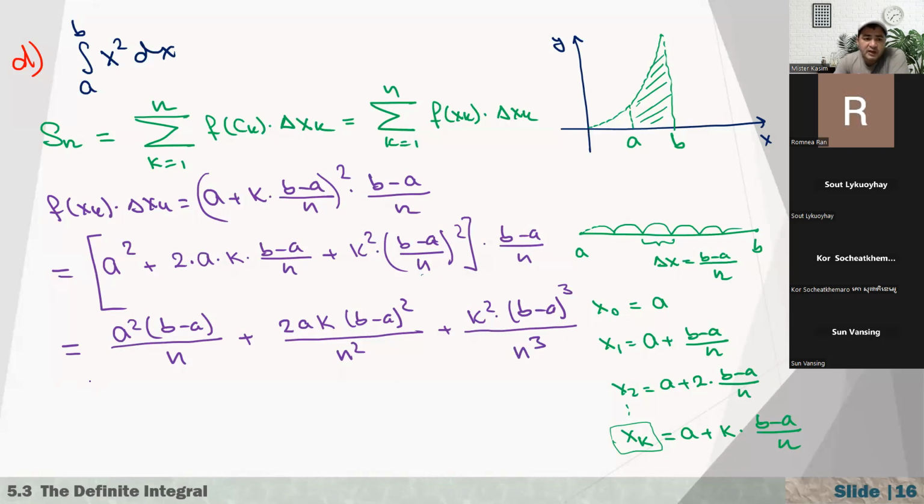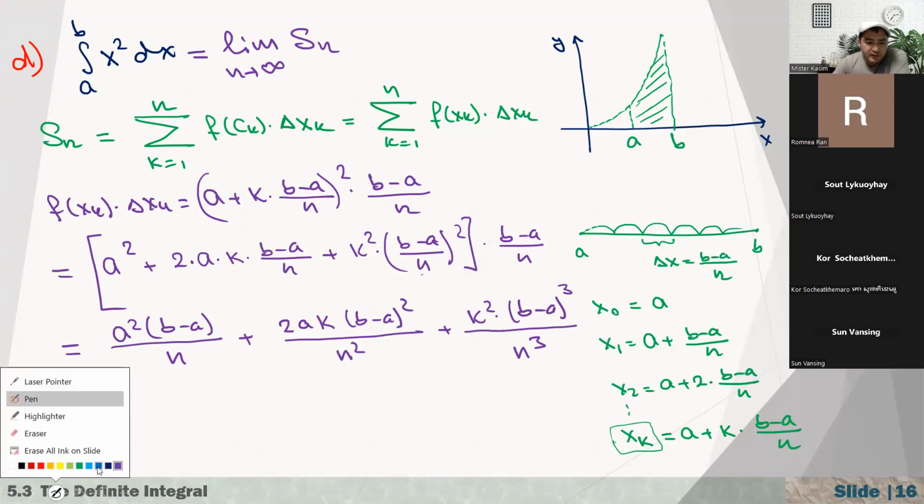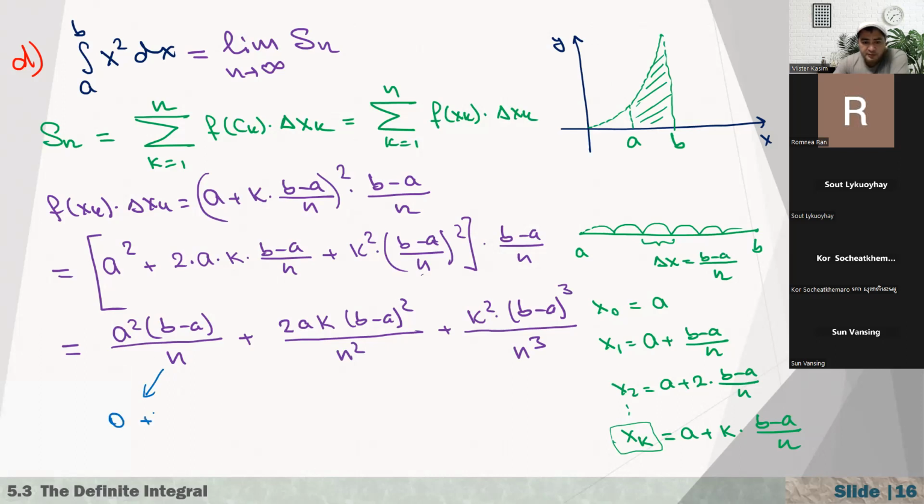Okay, so now we have to evaluate this limit. So what is this definite integral? This definite integral is equal to the limit as n goes to positive infinity of Sn. Okay, so we have to evaluate this one. The sum of k, I know how to evaluate this. The rest of this one is constant with respect to k, right? Let's see, the first one, when n goes to infinity, this part is equal to 0, plus.